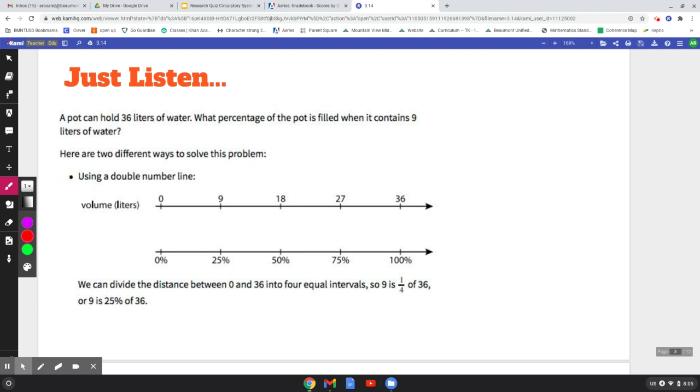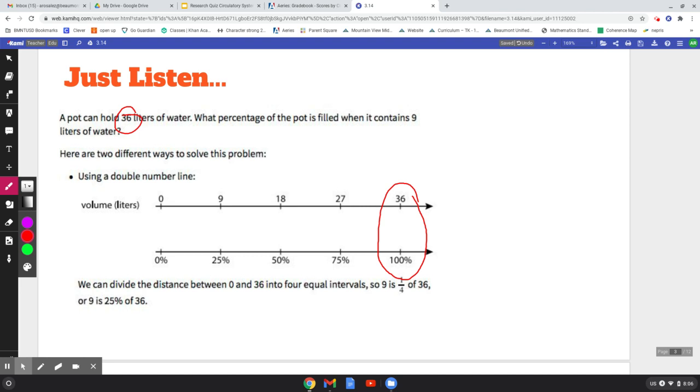It says a pot can hold 36 liters of water. What percentage of the pot is filled when it contains 9 liters? Here's two different ways to solve it. So you could do the number line, which you've been taught. So 100% would be 36, right? And that's from right there.